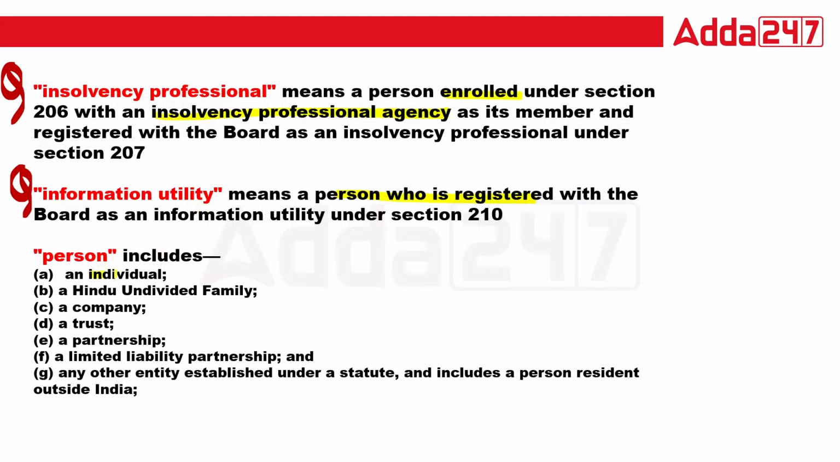Person includes an individual, Hindu undivided family, company, trust, partnership, LLP, and any other entity established under the statute. That is important. That is called person, class. Okay.